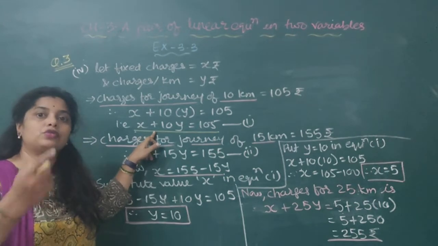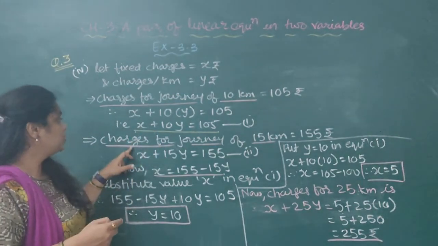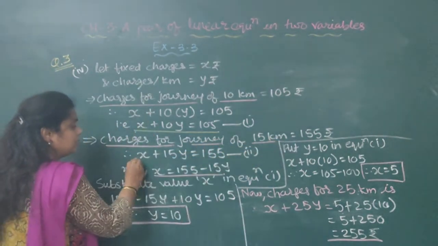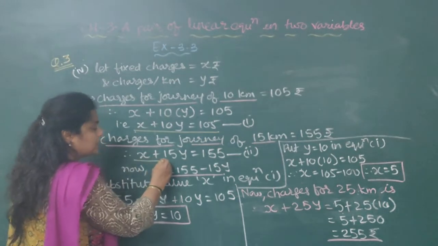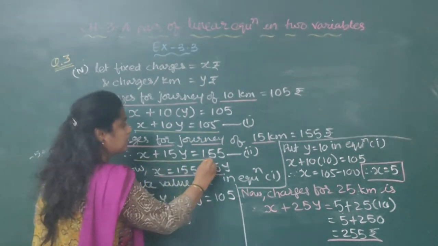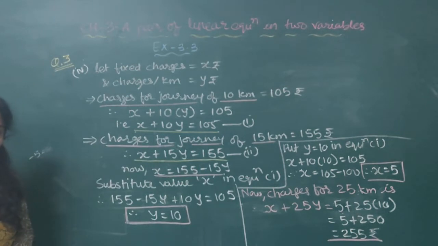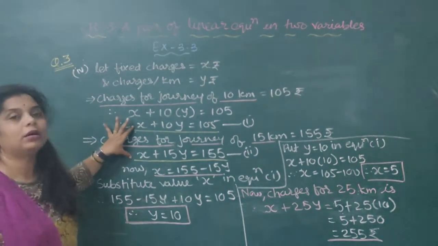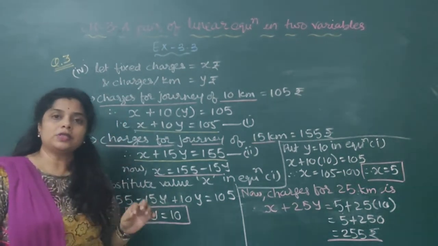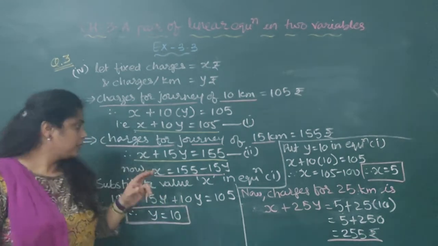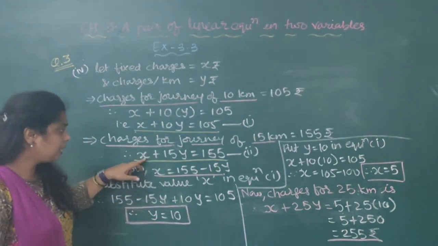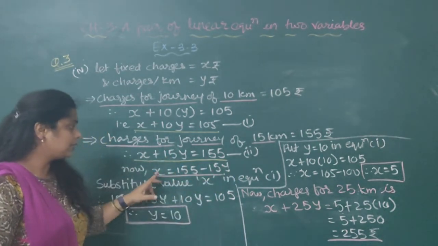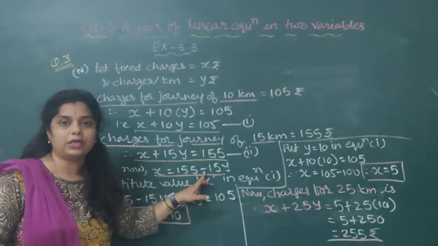Similarly, we have to obtain another equation by using that the charges of a journey of 15 kilometers is 155. So it means x, which is a fixed charge, plus per kilometer charge 15y is equal to 155. Is it clear? Are you getting it? Now by these two, again a pair of linear equations, the same substitution method we have to do. So here I have taken this 15y to the other side, so I got x is equal to 155 minus 15y.